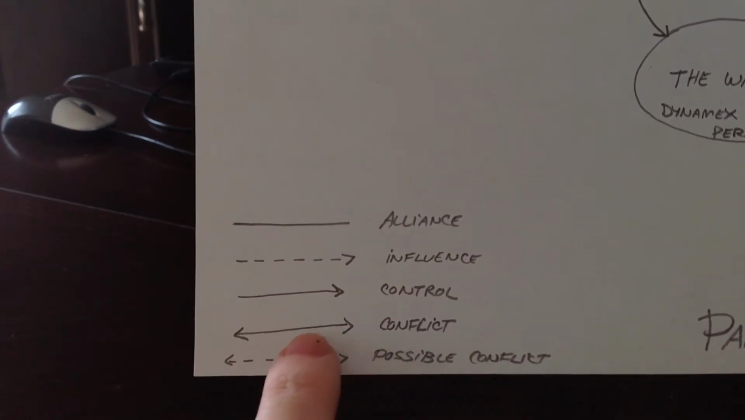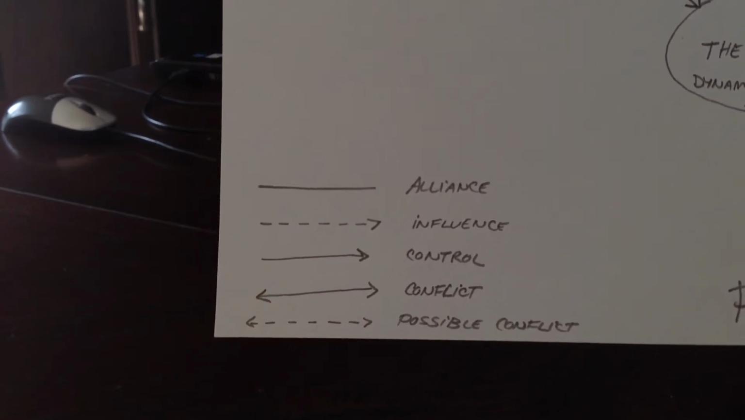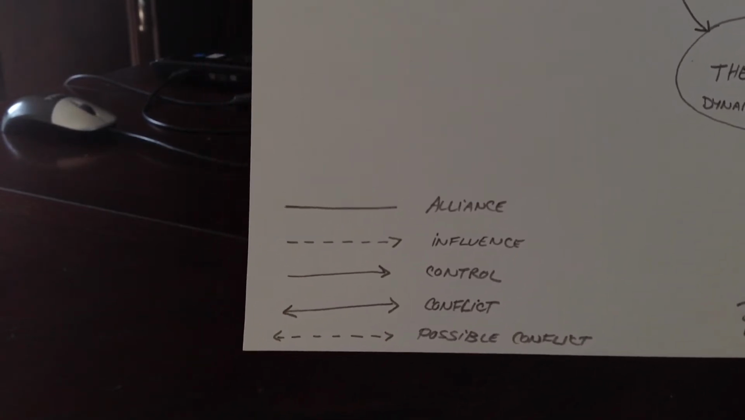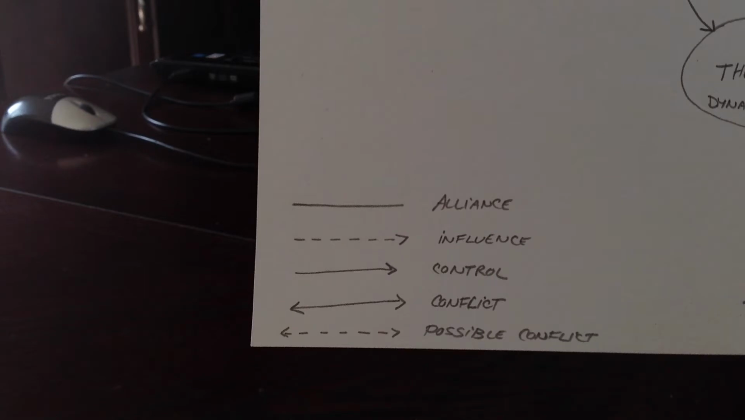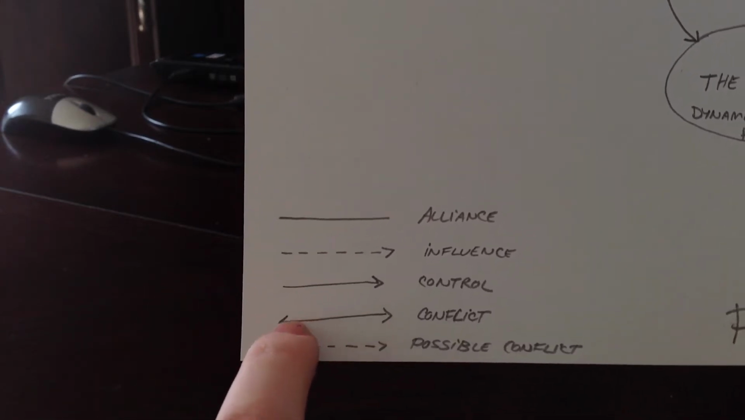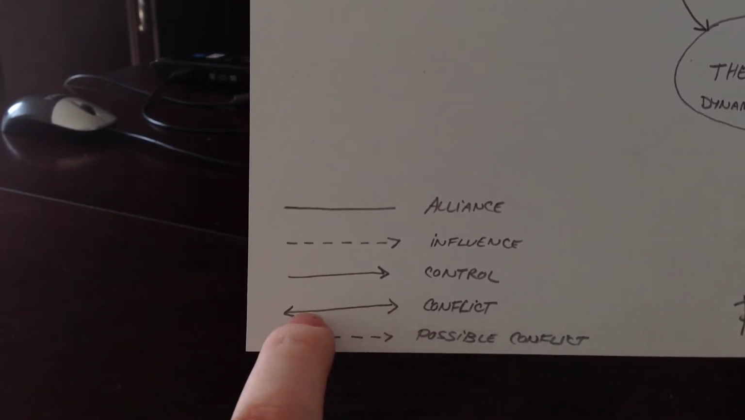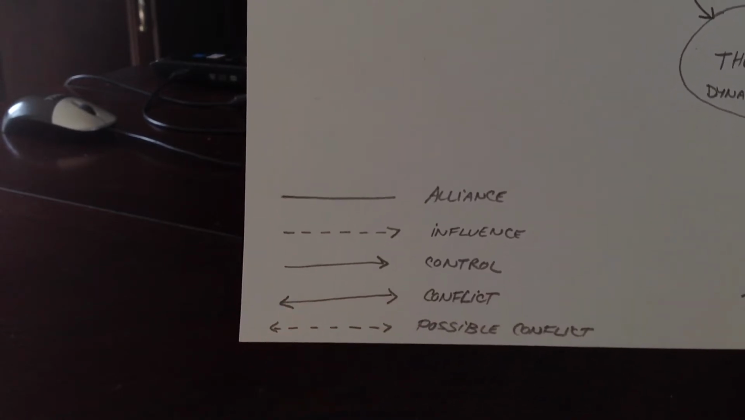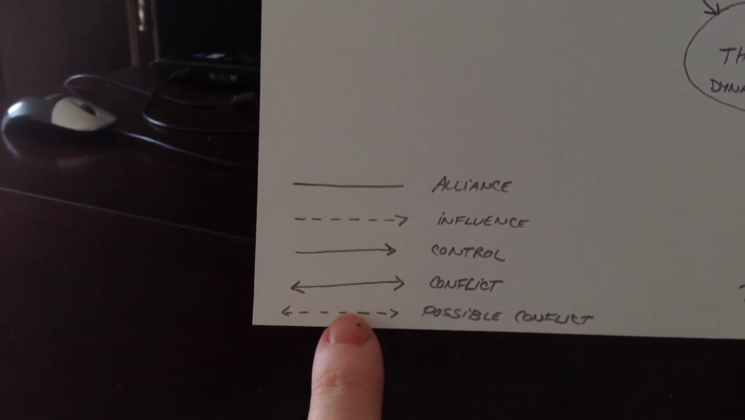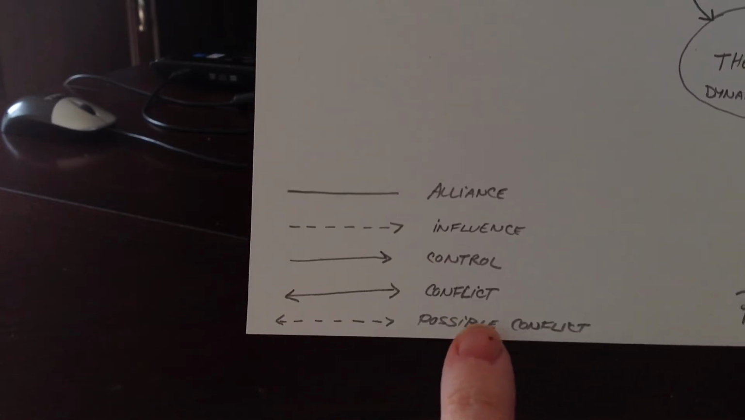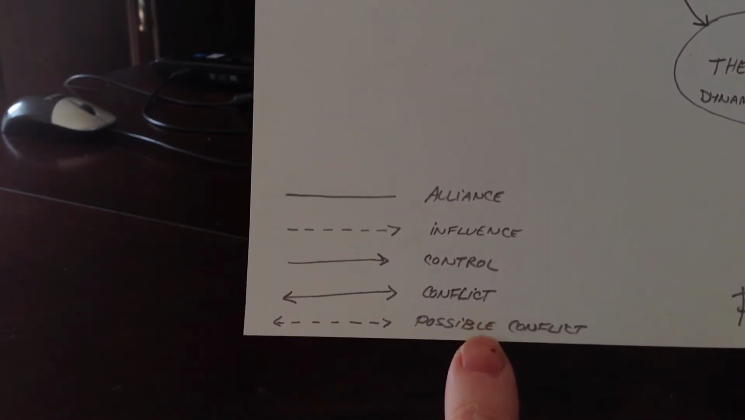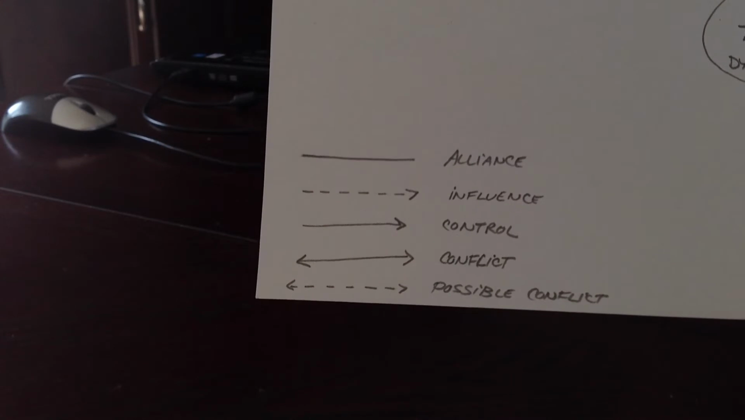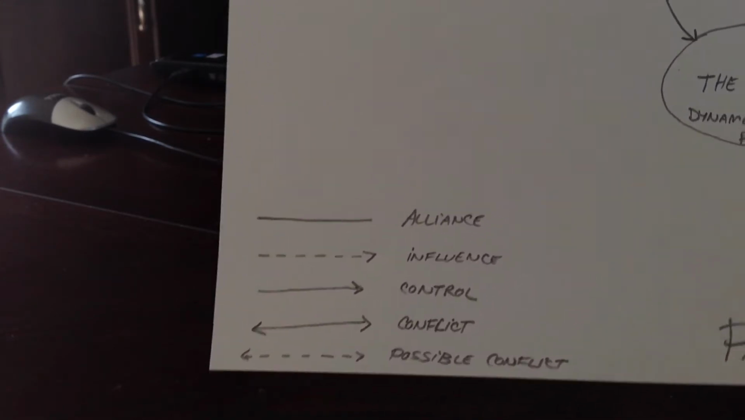A double arrow line means a conflict that is existing. It can be a war, it can be an economic conflict, it can be a political conflict. You can write on the arrow to specify what kind of conflict you have. And then a dashed arrow with a double line is for a possible conflict, a conflict that is in creation.